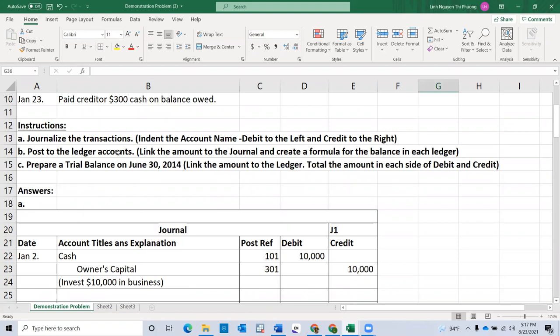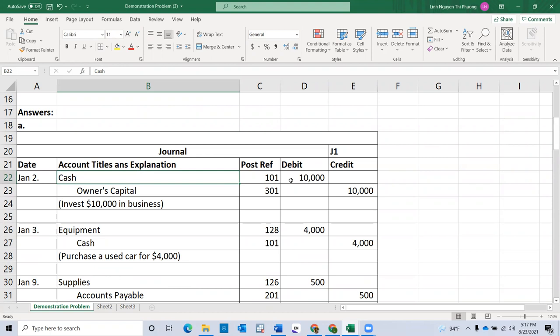Question B, we need to post the journal to the ledger. So you need to link the amount to the ledger and create a formula for the balance in each ledger account. For example, on January 2, you have cash debit 10,000, so we will need to post cash debit 10,000 into the ledger.